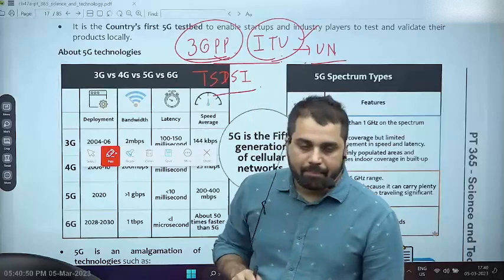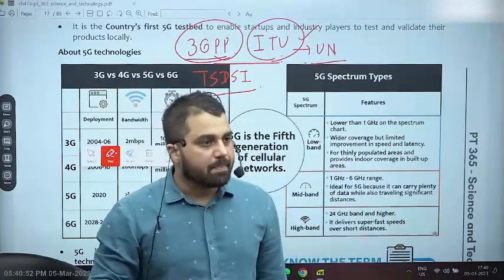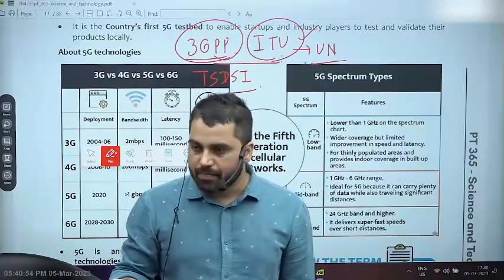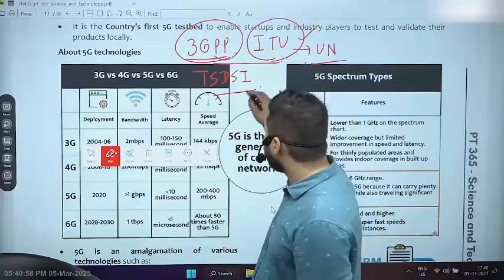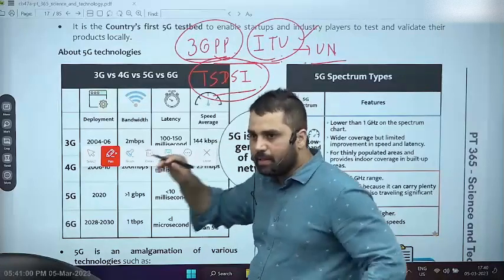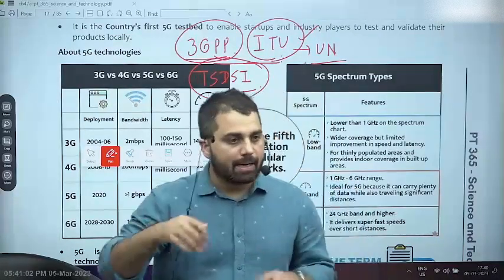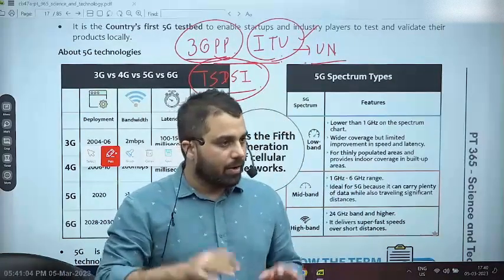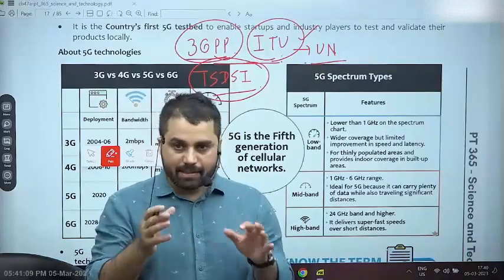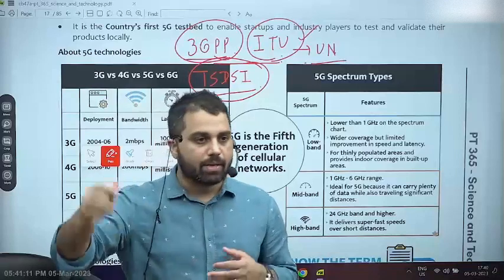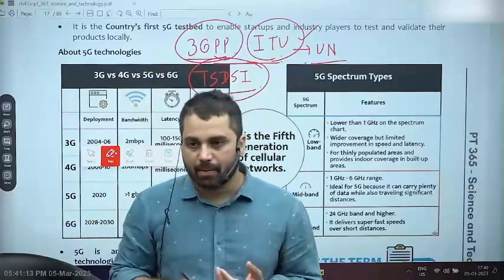This is a non-profit society. It is not a private company, not an NGO also, a non-profit society. This society is basically a collaboration among all the telecom companies, all the mobile network stakeholders of India. All of them have formed this organization called TSDSI. Now TSDSI will decide how telecom technology in India is going to develop.